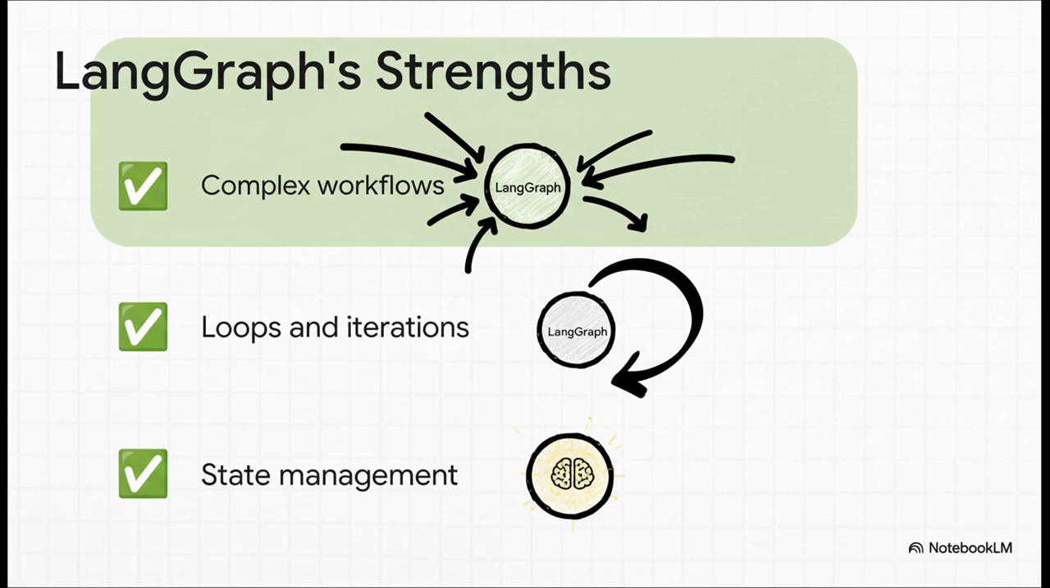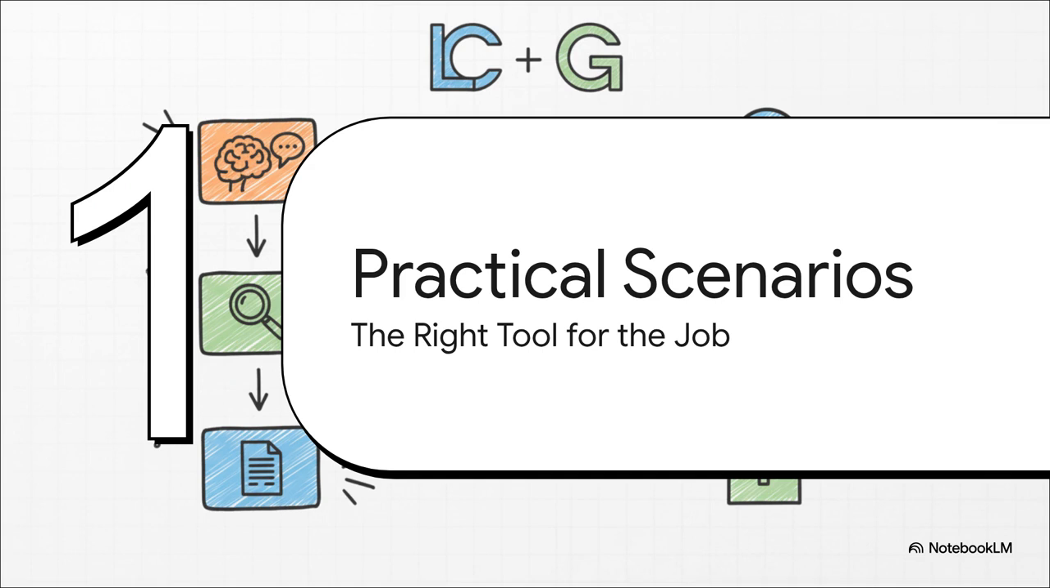And the big one, it has state management baked right in, so your AI agent can actually remember the journey it's been on. Okay, that's enough theory. Let's make this real. When should you actually use LangChain, and when is it time to bring in LangGraph? Let's walk through a few real-world scenarios.